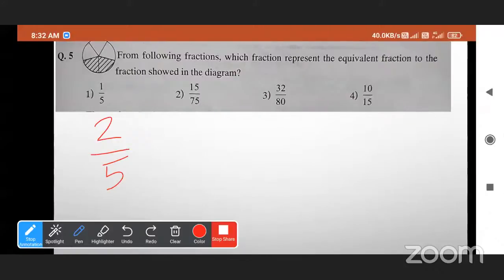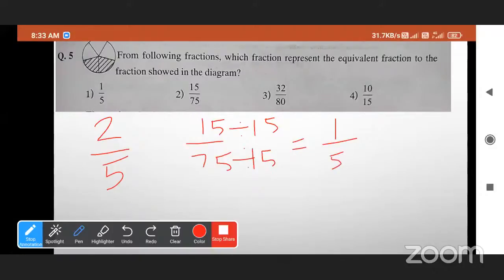First, 1 upon 5 is incorrect. Now check the 15 by 75. These are the multiples of 15 only. 15 ones are 15. 15 fives are 75. So this is incorrect. Now check the third one.